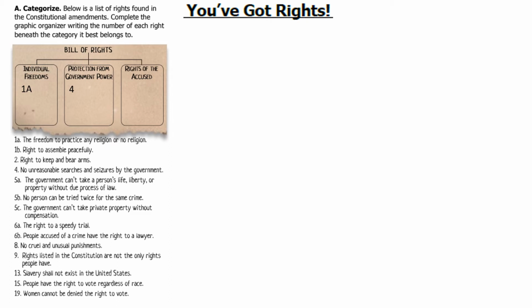And rights of the accused, so these would be all ones that have to do with crime. So if I look at 5B, no person can be tried twice for the same crime. That means that if you are on trial for a crime, you cannot be found innocent and then put on trial for the same thing again right after that. So all you're going to be doing is trying to sort all of these rights into those 3 categories.